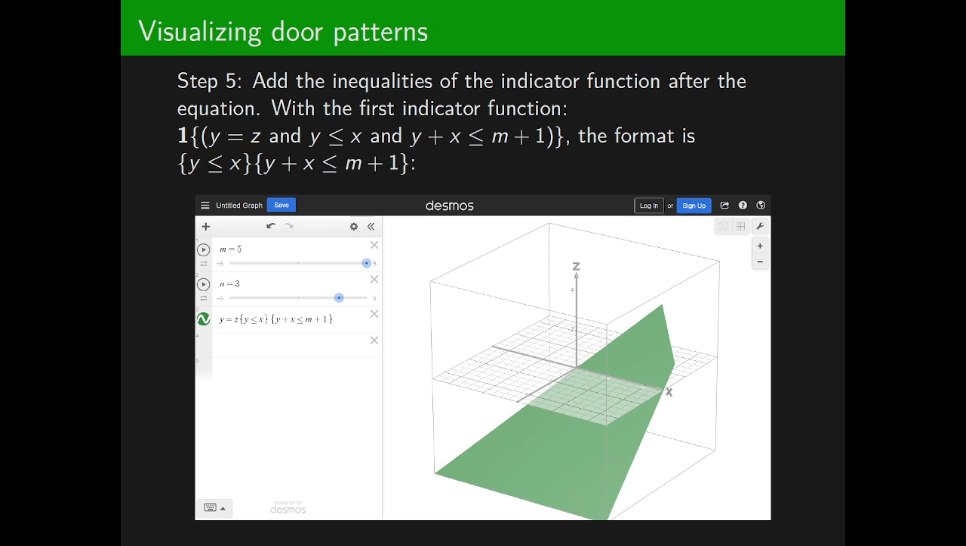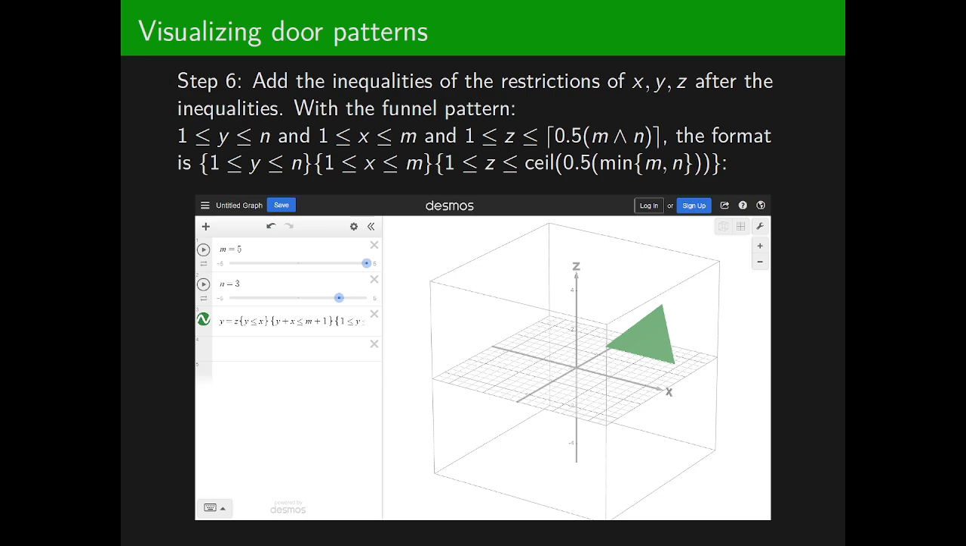So just have a set of braces including each of the inequalities. And you can also see it in the graph actually. It looks a bit weirder now, but don't worry, we'll fix that a bit later.